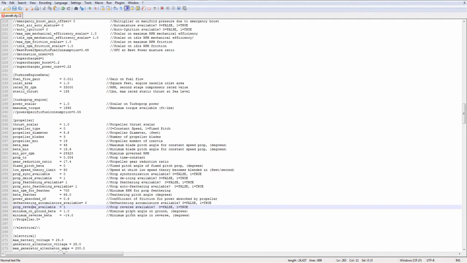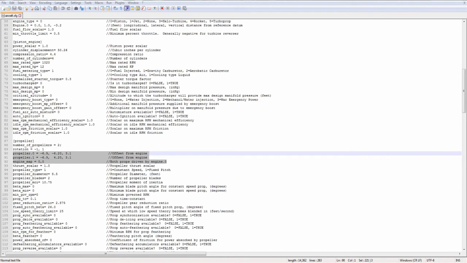Minimum on ground beta. This is the minimum pitch angle on the ground. Minimum reverse beta. This is the minimum pitch angle in reverse. All right, for these last two, they're a bit special. I actually had to bring up another aircraft's CFG file to show you this stuff because it's very, very rare to see. These next two were added in FS9. They were added because of the Wright Flyer.